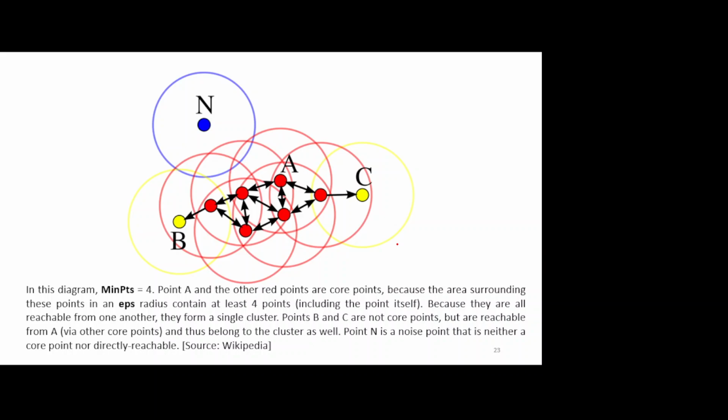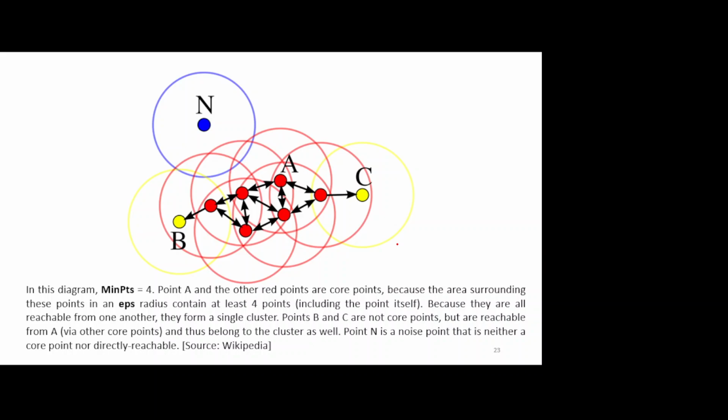Then we can visit its neighbors. This point is also a core point, but one of its neighbors is point B. Point B's radius is the yellow one. You can see how many data points are in the radius: 1, 2, only 2. So its neighbors are insufficient, it cannot be a core point, and we consider it just an edge.